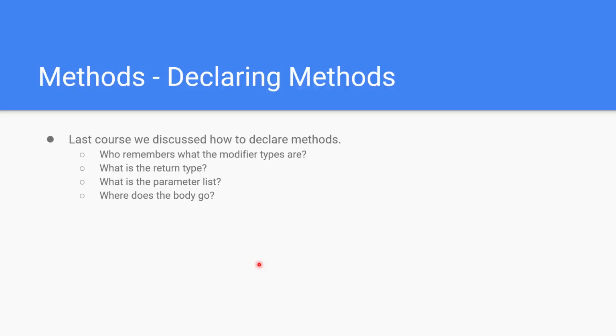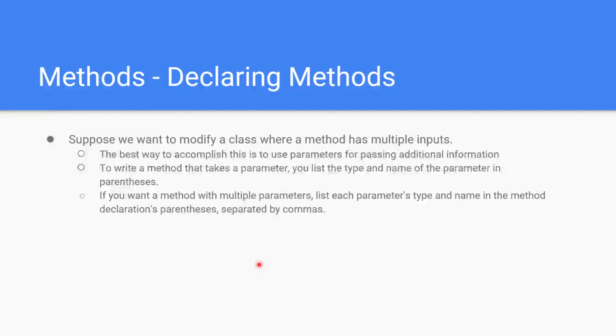So previously we've talked about modifier types, the return types of methods. We talked about the parameter list in those parentheses and what goes in the body of a method. And here we are going to talk about modifying a class or adding that functionality to the class. So how do we want to pass parameters into a class? How do we want to write a method that takes a parameter or a list of parameters?